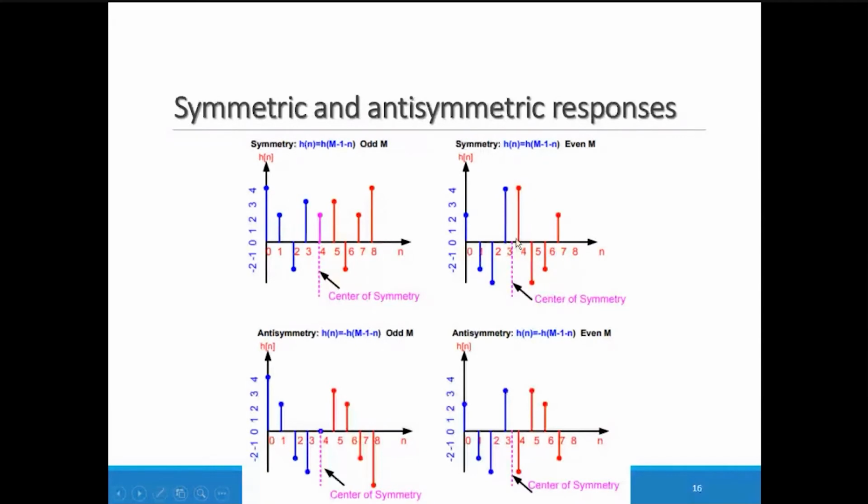Only the position of the line of symmetry will change if you are taking odd value of M or even value of M. And if you are talking about anti-symmetry, here we are taking odd value of M. So here, at the fourth location, we are getting the line of symmetry. And here you are getting the line of symmetry between the third and fourth value. So the location you are getting is not similar in both cases.